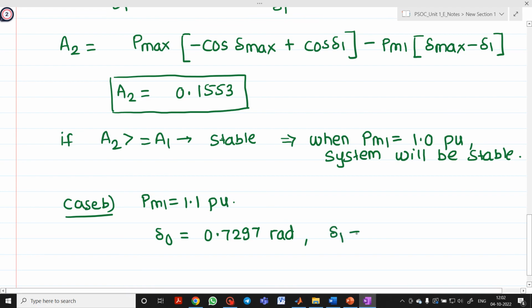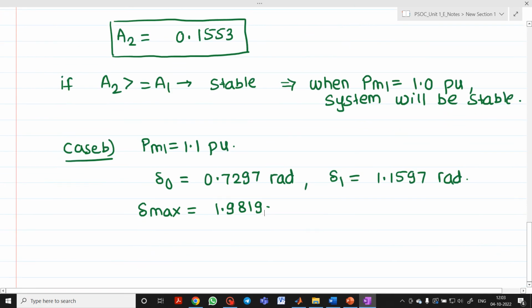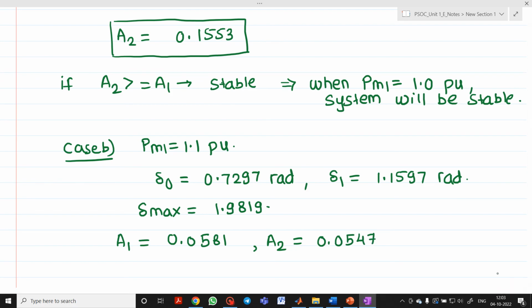Now delta 1, we can find using the same steps used in the previous case. Delta 1 comes out to be 1.1597 radian. Then delta max will be equal to pi minus delta 1. So it comes out to be 1.9819. Then write down the equations for area A1 and A2. If we write the equation for area A1 and substitute all the values, we will get the answer for area A1 as 0.0581. Similarly, if we write the equation for decelerating area A2 and substitute all the values, then we will get the answer for area A2 as 0.0547.